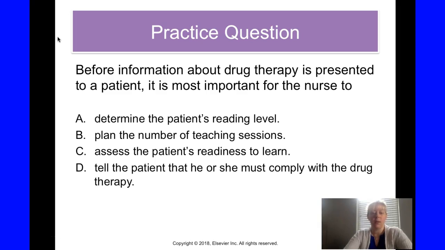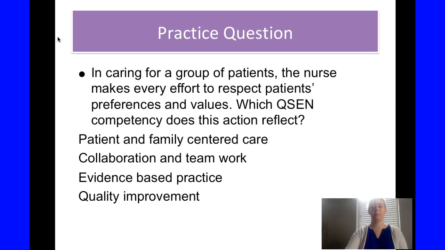Let's see. Plan the number of teaching sessions. I don't know yet at this point because you don't know their readiness to learn. Are they even ready to learn yet? And then you can determine what their reading level is. So that's the first thing. Are they even ready to learn? Maybe you walk in there and they say, get out of here, which can happen. So you can't find out any of that stuff.